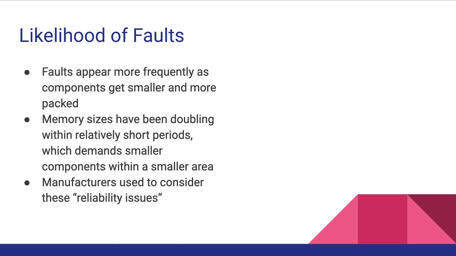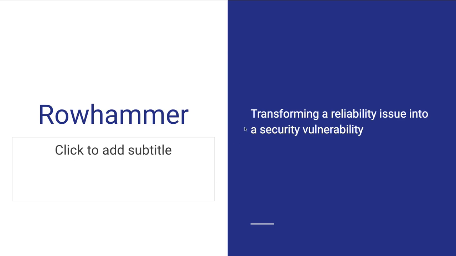So as I said earlier, faults are more likely to happen as components get smaller and as more components are packed into a smaller area. In recent years, memory sizes have been doubling in relatively short amounts of time, which produces demand to create smaller components packed more closely. And from the manufacturer's perspective, they used to consider faults like this reliability issues and not necessarily security issues. But Rowhammer takes these issues and transfers them from a reliability issue into a security issue.